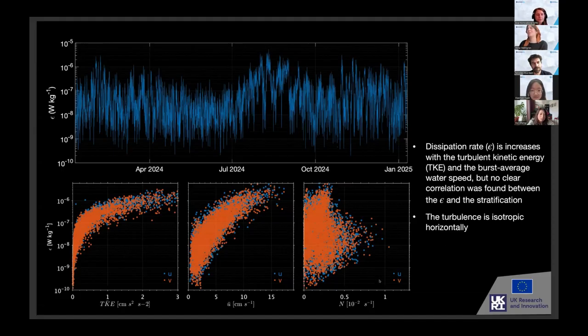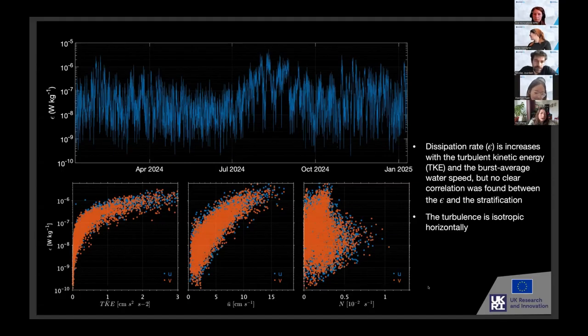And we can also see from the comparison between the dissipation rate that we get from the deviatory time series of the streamwise zonal velocity, and then another velocity that is perpendicular to it, that the turbulence in this place is almost isotropic horizontally.